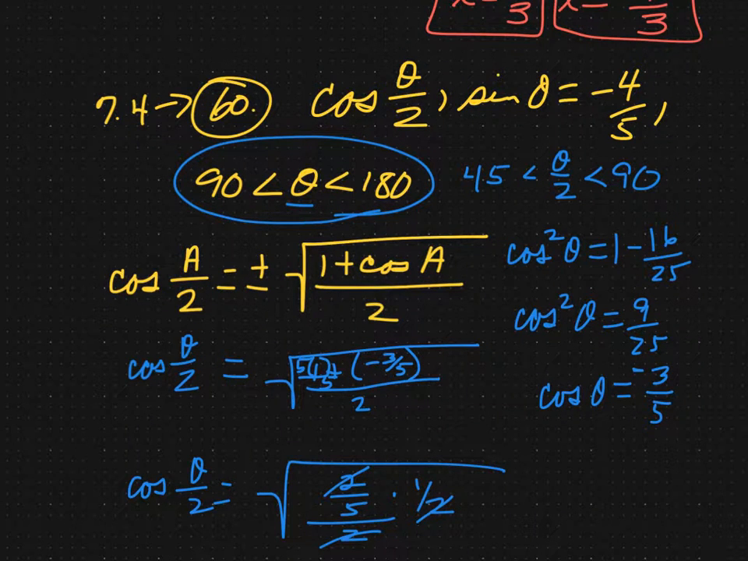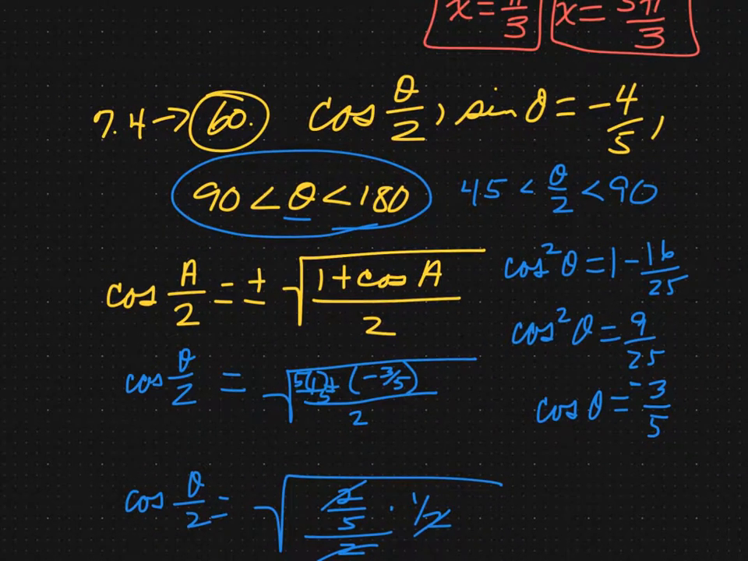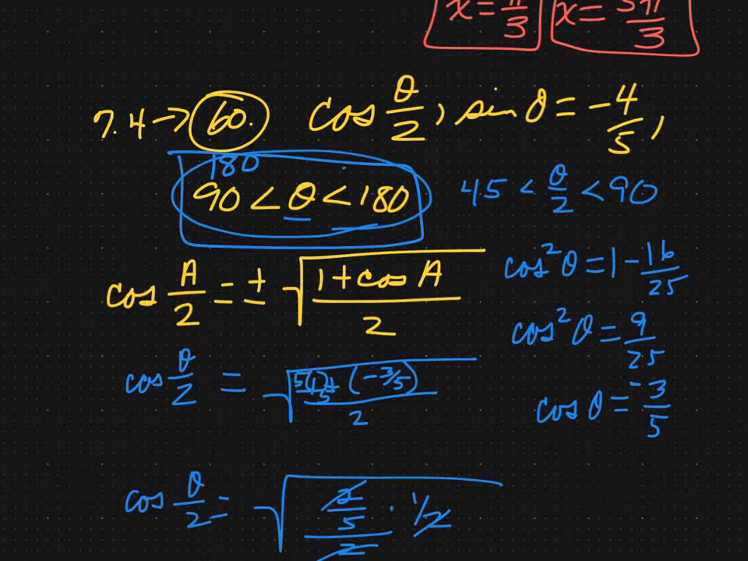Your book says negative, and I figured out why. I miscopied the problem. If I go back to here, it didn't say 90 and 180. It was number 59. It said 180 and 270, which means theta over 2 would be between 90 and 135. And on that interval, cosine is negative.